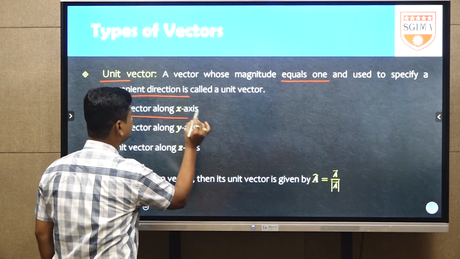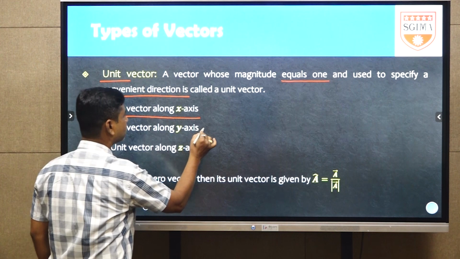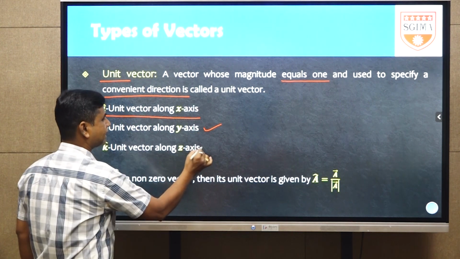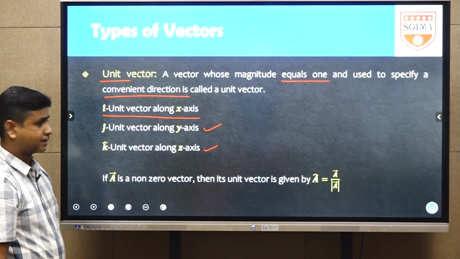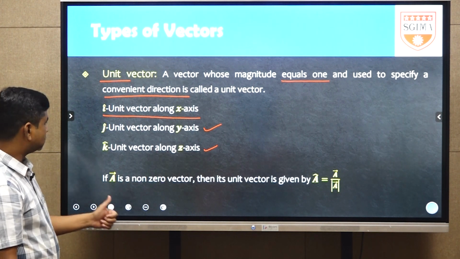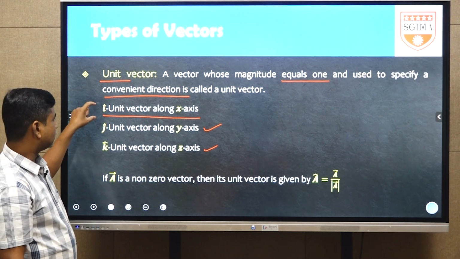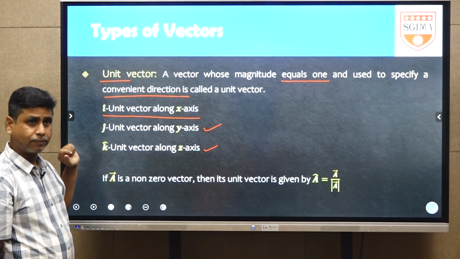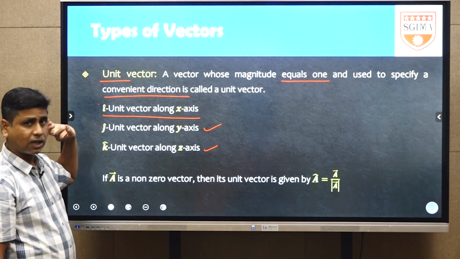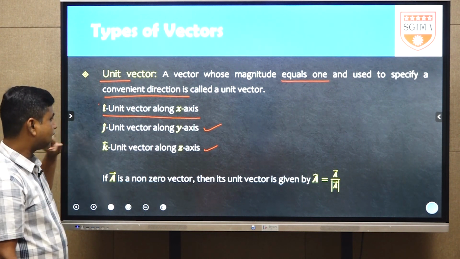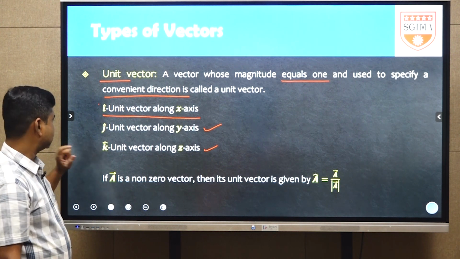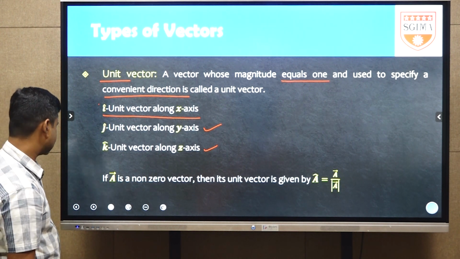Next, i cap is the unit vector along the x axis, j cap is the unit vector along the y axis, and k cap is the unit vector along the z axis. In the previous position vector topic also, we took i cap, j cap and k cap. i cap represents the unit vector along the x axis, j cap along the y axis, and k cap along the z axis.